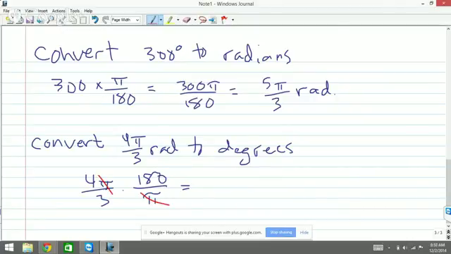Okay, so one thing, this is how I remember it. When I'm going to degrees, I don't want a pi in there, right? So I need the pi on the bottom, which tells me which formula to use to get rid of that pi. So I just remember it because I need to eliminate a pi to get degrees. That should be 240, right? Yeah. 180 divided by 3 is 60, times 4 is 240. You'll manipulate that whatever way you need to.